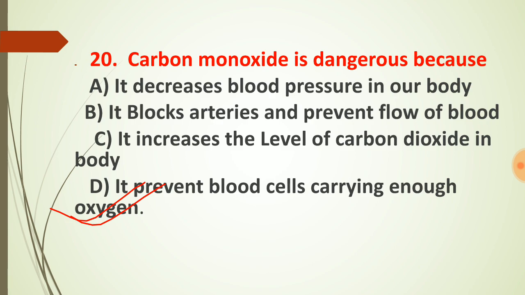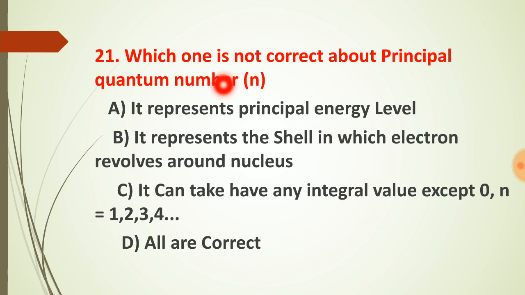Now let's move to question number 21. Which one is not correct about principal quantum number? Now there are 4 types of quantum numbers: principal quantum number, azimuthal quantum number, magnetic quantum number, and spin quantum number. If we see principal quantum number, it represents principal energy level. This is correct. It represents the shell in which the electron revolves around the nucleus.